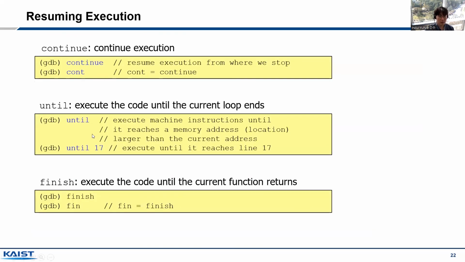And we talked about continue. Another one is a command called until. If you use until, then it will execute the program until the current loop ends. So if you are inside a loop, it will run until your loop ends. And there is another way you can continue the program, called finish. If you use finish, then it will execute the code until the current function returns.